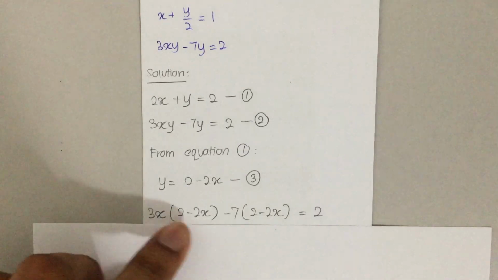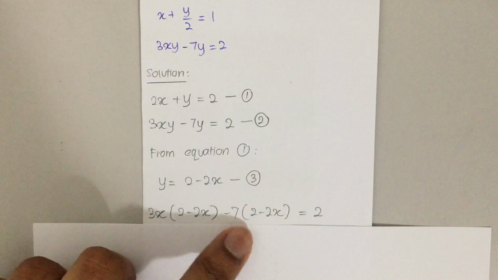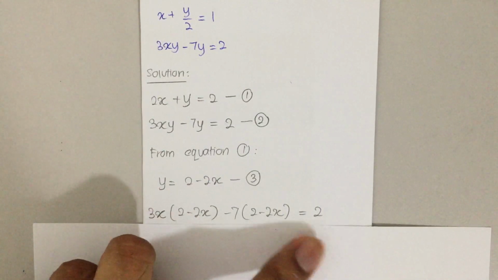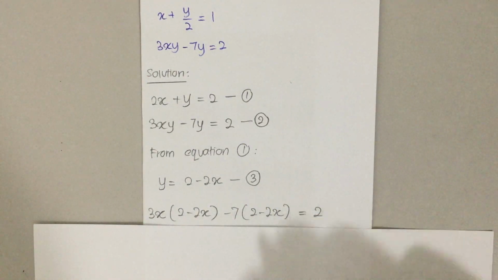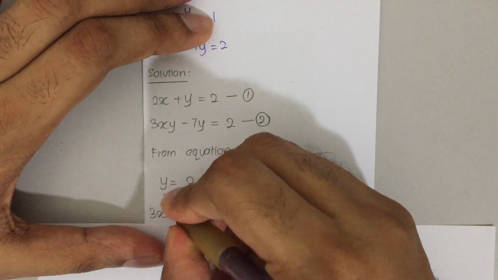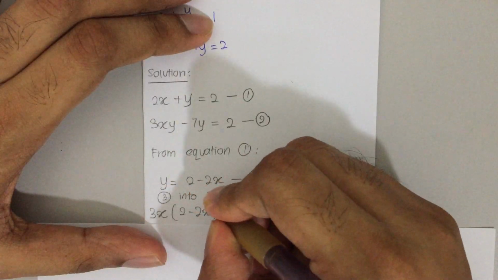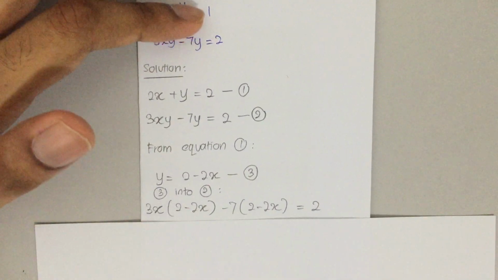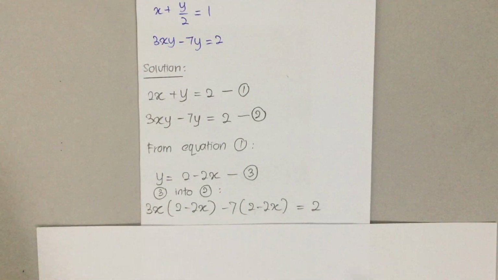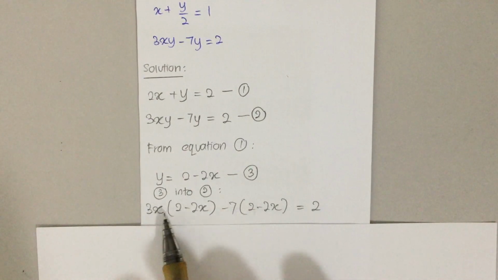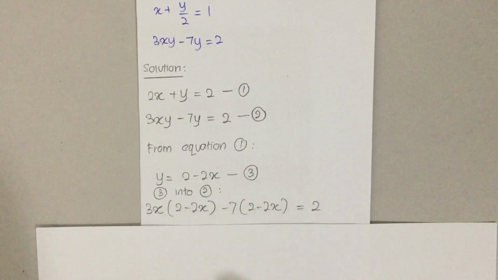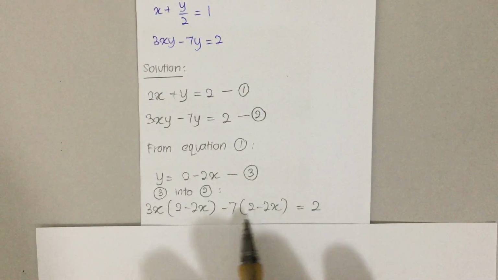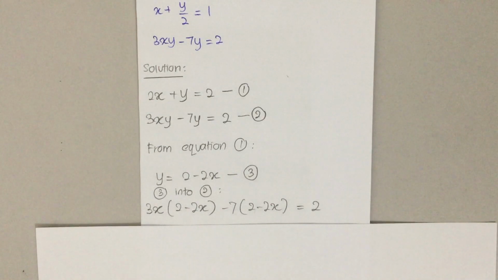So 3x bracket 2 minus 2x, minus 7 bracket 2 minus 2x, equals 2. Okay guys, basically what I did is I've already substituted equation 3 into equation 2. If you can't see my steps clearly, no worries guys, I'm going to write it down. For the next step, we're going to expand the brackets. For the 3x times the bracket 2 minus 2x, you get 6x and then negative 6x squared. And then you get negative 14, and negative 14x, equals 2.